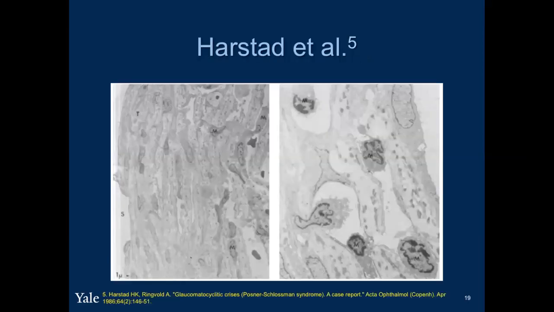This was a histopathological slide of a patient who had undergone trabeculectomy. And this is a slide of the trabecular meshwork. You can see here all these cells labeled M are actually mononuclear cells, which suggests that these cells do actually clog up the trabecular meshwork in these patients.